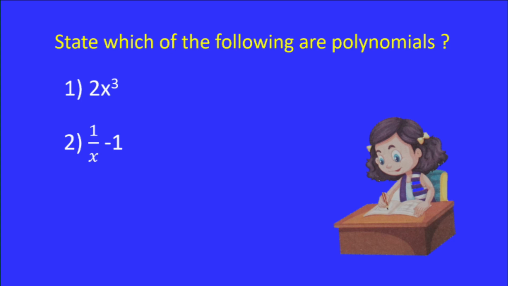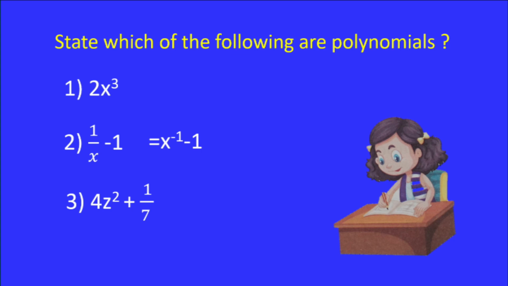1 by x minus 1. Here the x appears in the denominator. How do we write the exponent of x here? See this. Here it can be written as x to the power minus 1, minus 1. Now what is the exponent here? Is this a polynomial? Okay. Next, see this: 4z square plus 1 by 7.